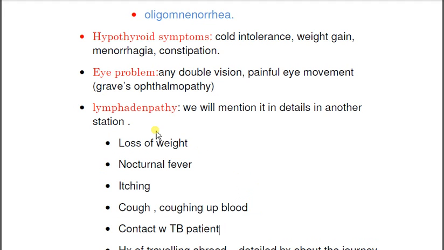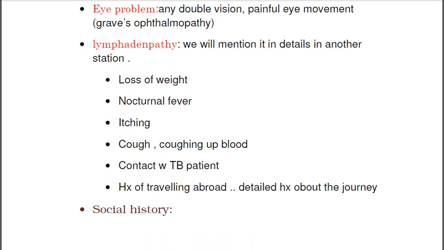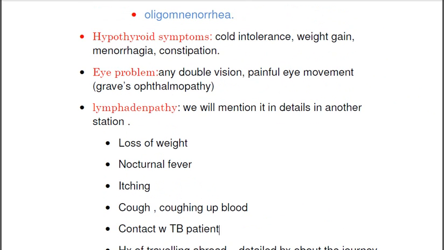No need to ask about lymphadenopathy, loss of weight, nocturnal fever, itching, coughing up blood, or contact with TB patients. All of these can be asked if you are suspecting lymphadenopathy for the patient. But if the case is clear in front of you, that the patient has a neck lump and is a thin patient and has exophthalmos, for example, so it is a clear case of Graves' ophthalmopathy. No need to ask about lymphadenopathy symptoms.